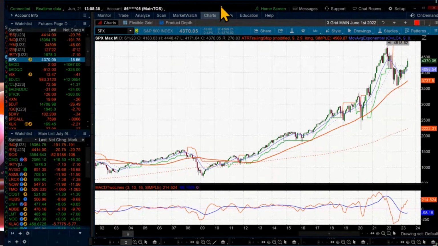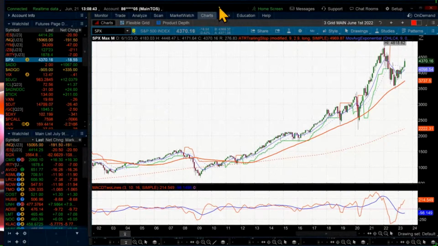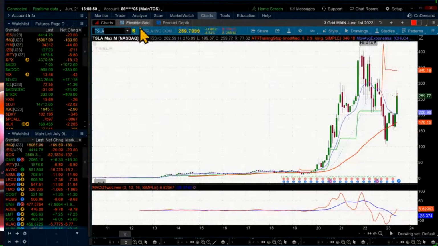So I showed you corn as a long-term idea. I showed you GNRC as a swing trade. So you could say Tesla also. Now, this is a true story. You can't make this stuff up. You know, Tesla's been in a big old uptrend.